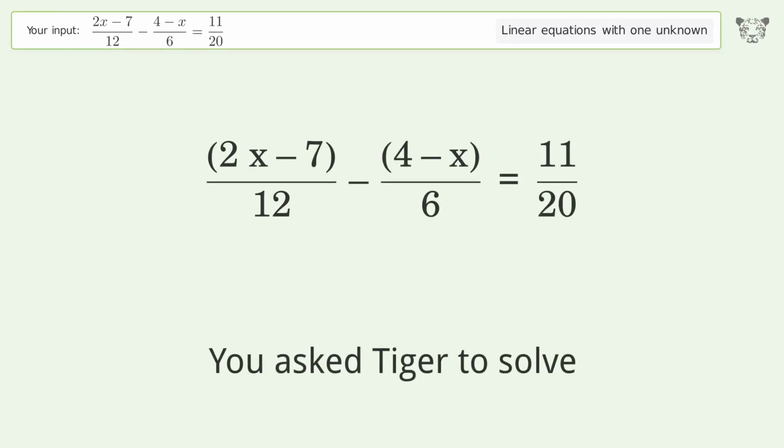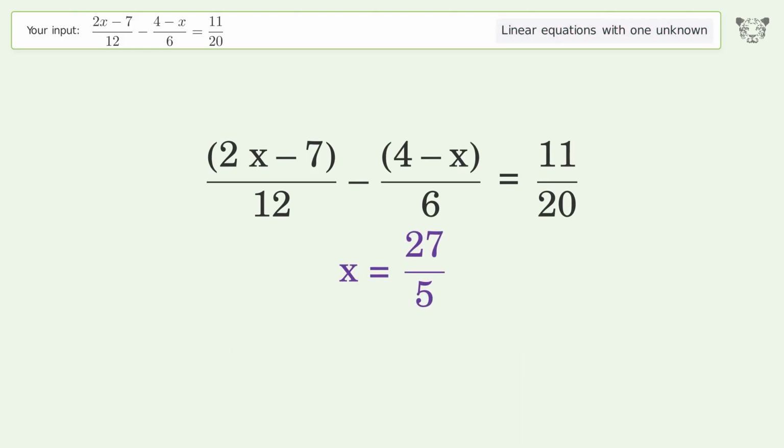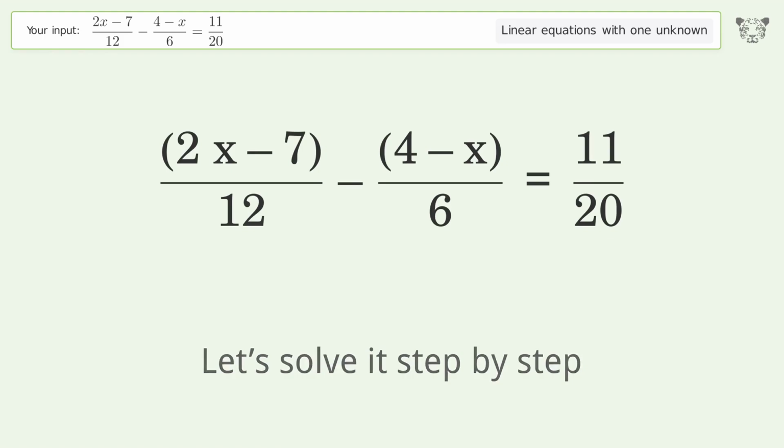You ask Tiger to solve. This deals with linear equations with one unknown. The final result is x equals 27/5. Let's solve it step by step.